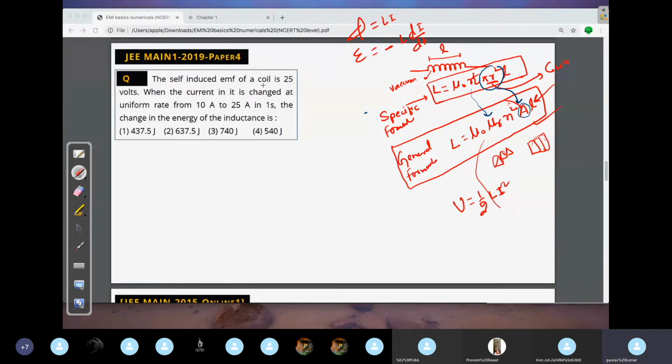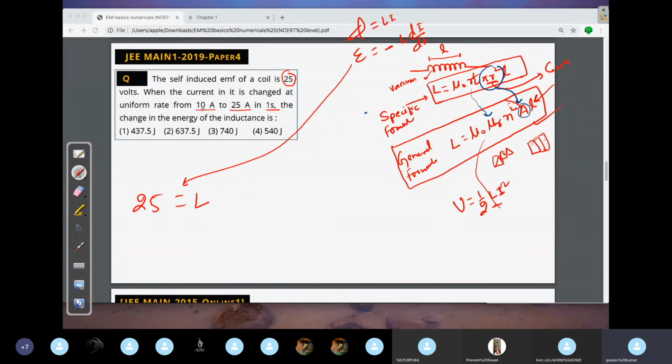The self-induced EMF of a coil is 25 volts when the current is changed at uniform rate from 10 ampere to 25 ampere in 1 second. The change in energy of the inductance is what you need. The value of L is not given to you, but we can use this formula. Why? Because EMF is given to you. What is the EMF here? 25. So you'll let 25 equal to L. I'm just writing the value here.